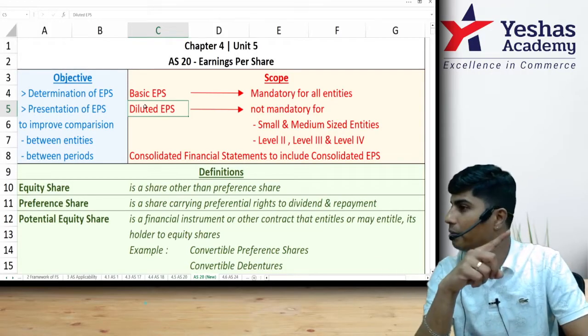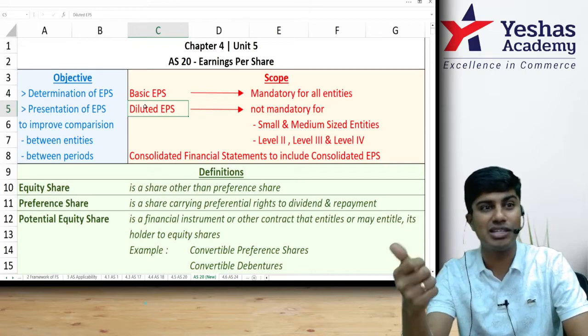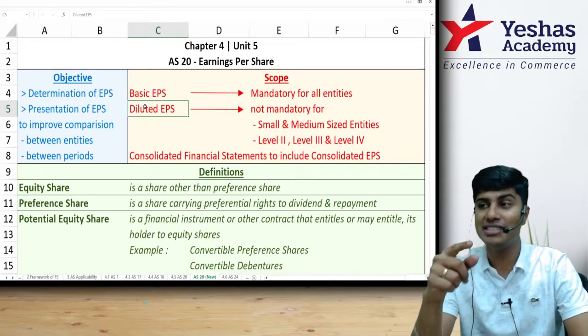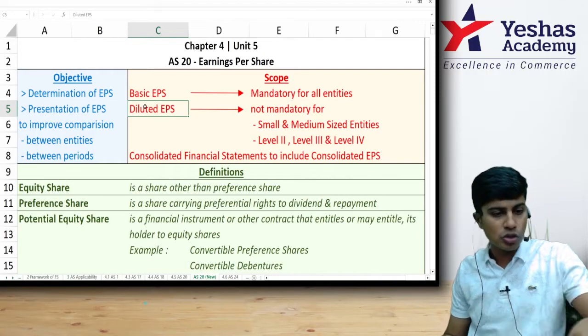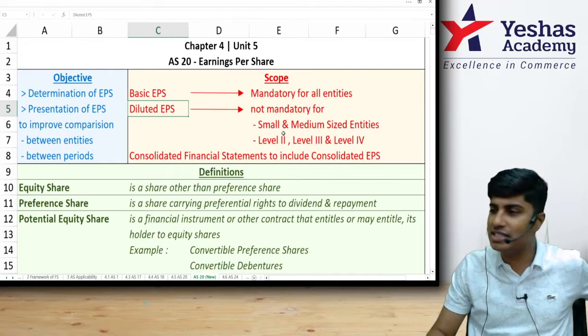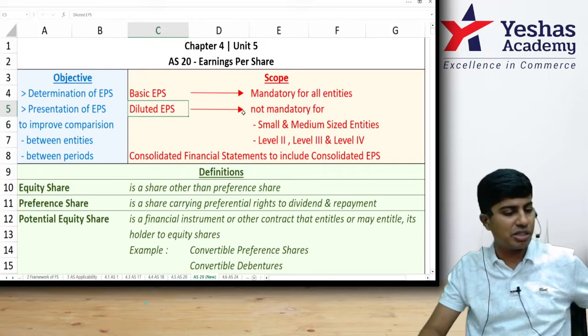When we discussed applicability of accounting standards, you would have gone through them. Some standards are exempt, some standards are not applicable. Exempt means standard is applicable, some paragraphs in that standard is not applicable. So for small and medium sized entities, level 2, level 3, level 4 entities, there is exemption. That exemption is diluted EPS.